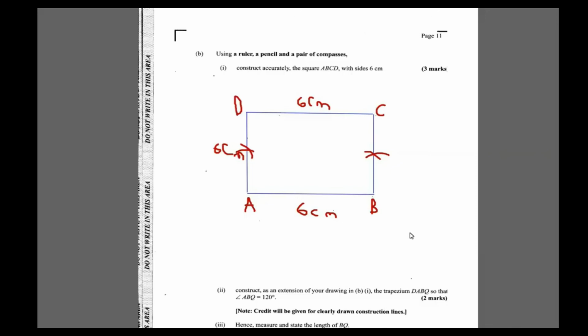Now, the next part of the question is to construct an extension of your drawing in BC so that you have one trapezium, so that angle ABQ is 120 degrees. So the angle from AB to some point Q, wherever Q is, should be 120 degrees.